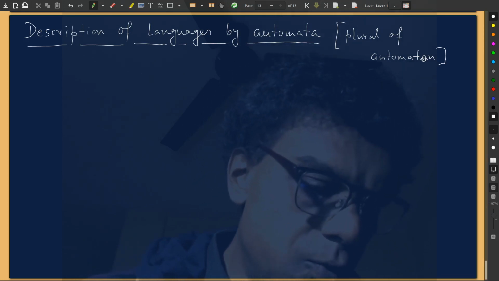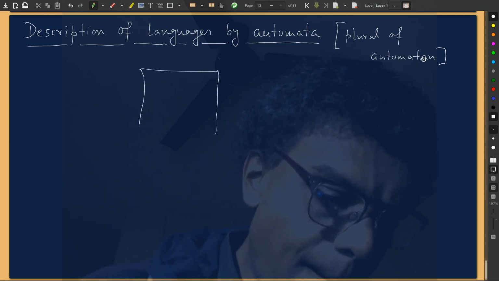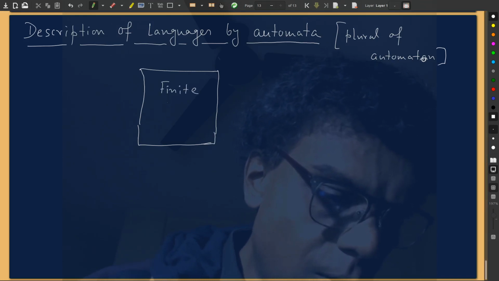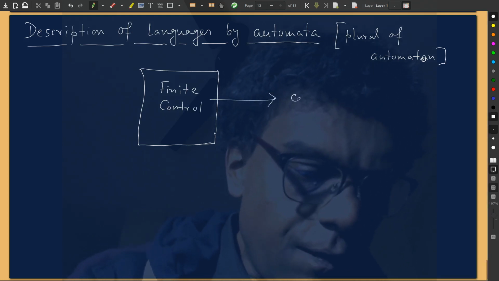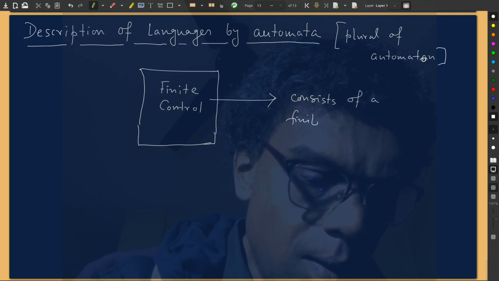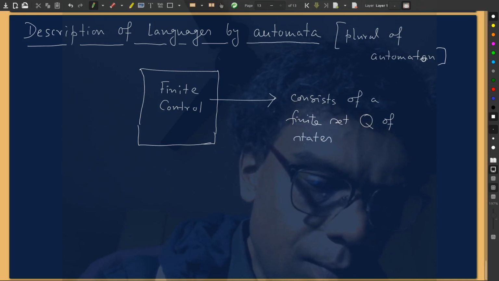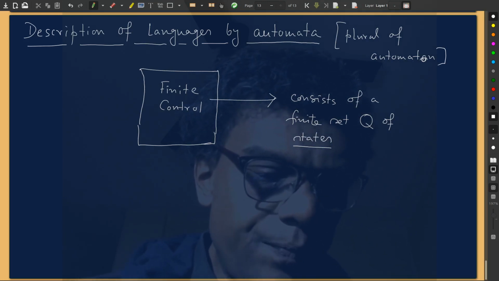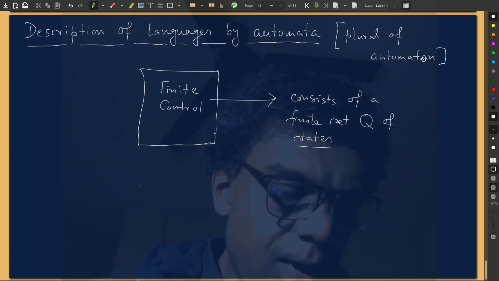Okay, so what we do, we always assume a machine has a finite control. So this is like the CPU. A finite control typically consists of a finite set Q of states. And this finite control at any point of time can be in exactly one of these states in Q.